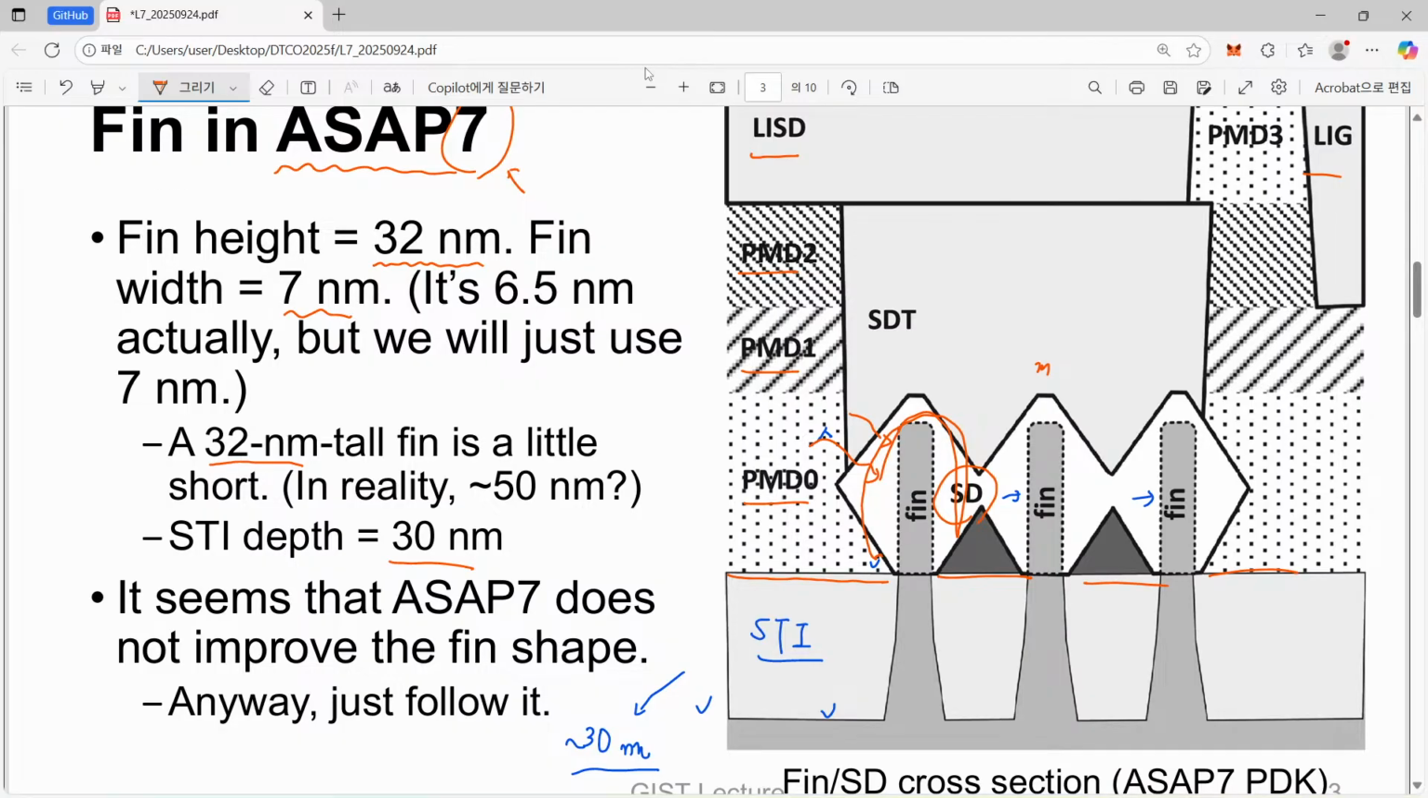Okay, so simply speaking, we will use a FinFET. Its height is 32, although it is an old timer, but we will use it. That is one.